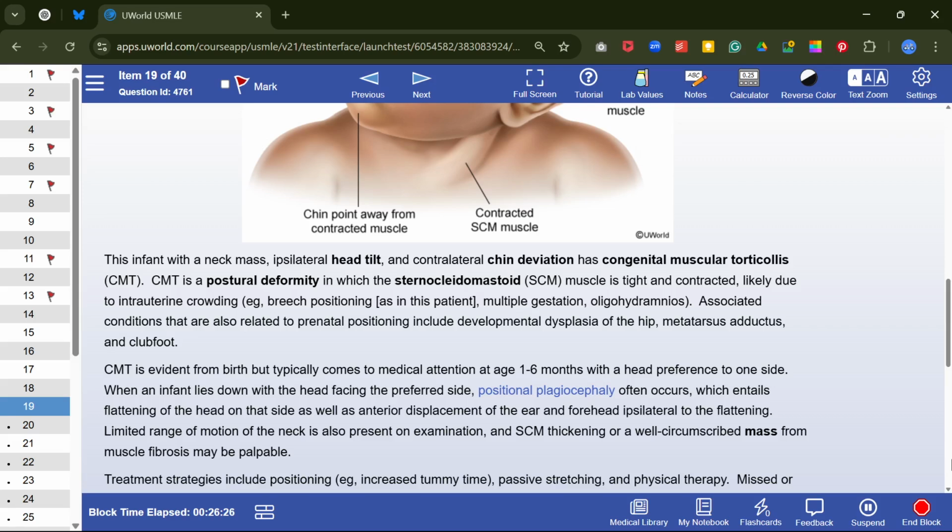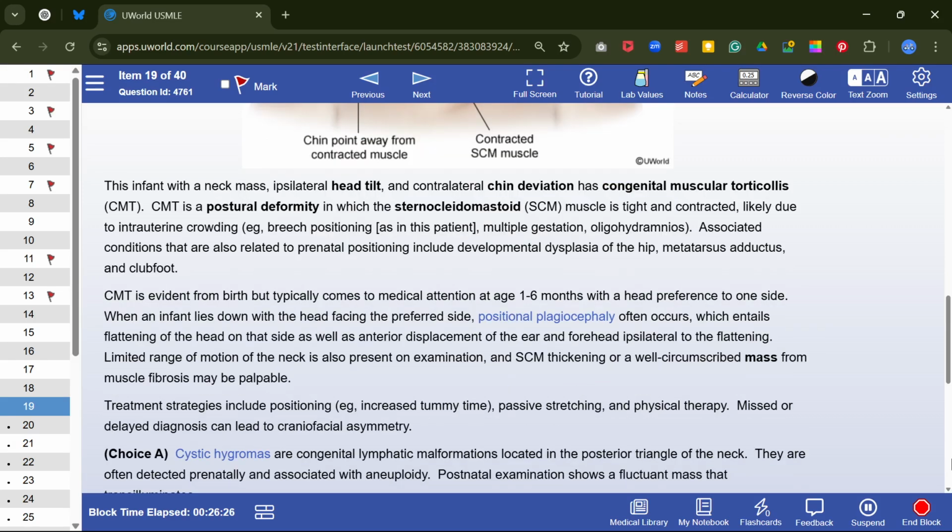Sternocleidomastoid thickening or a well circumscribed mass from muscle fibrosis may be palpable. Treatment strategies include positioning, increase tummy time, passive stretching, physical therapy, and missed or delayed diagnosis can be craniofacial asymmetry.